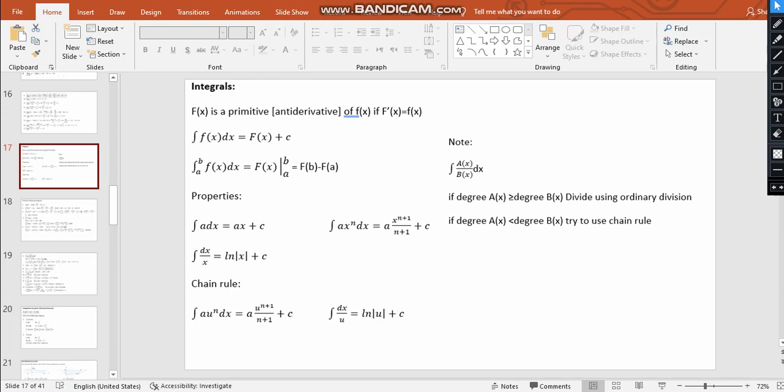Now integrals. We said that the derivative of ln x is 1 over x. So it means that the integral of dx over x is ln |x|, and we put the absolute value of x because x must be bigger than 0. And by the chain rule, the integral of du over u is ln |u|. The others you know.